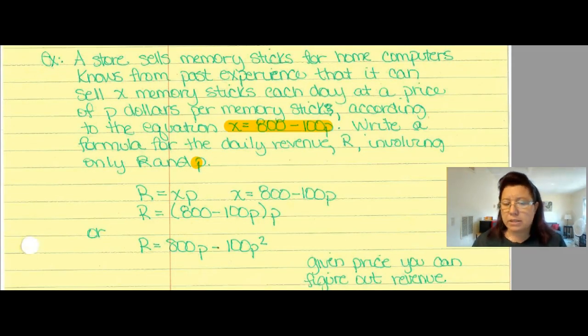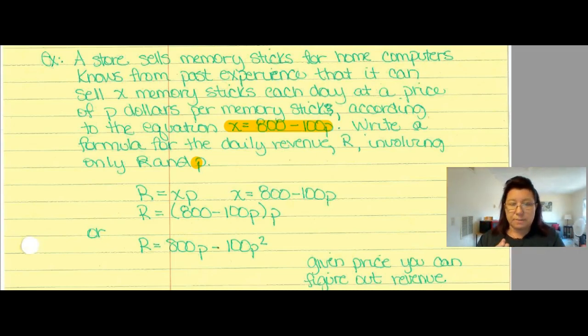Now there does come a point where it's the top amount of revenue I can make. There will be a price at which, at a certain point, people will no longer buy your product. So you want to try and find that magic price point. So let's say my price is $10 for this memory stick. Well, P squared is 100, so 10 times 10 is 100. 100 times 100 is going to be 10,000. 800 times 10 is 8,000. 8,000 minus 10,000, well, that's negative 2,000. The price is too high. I don't make any money. In fact, I lost money. So the magic price is, well, I know it's not $10.